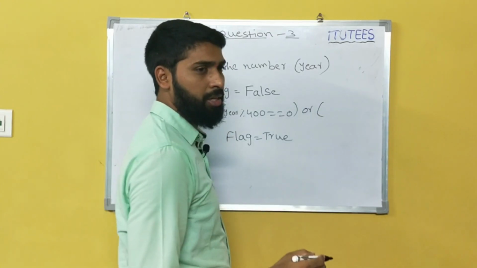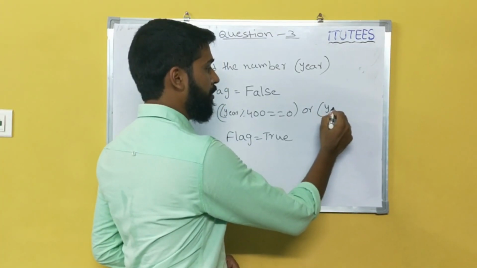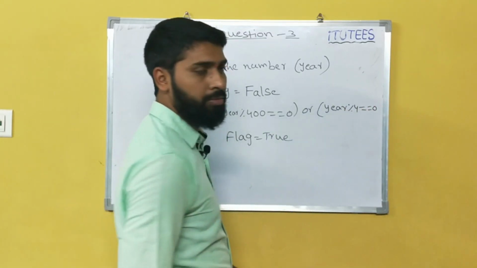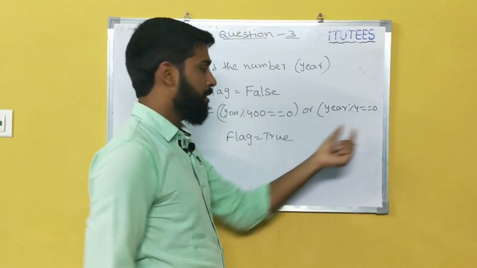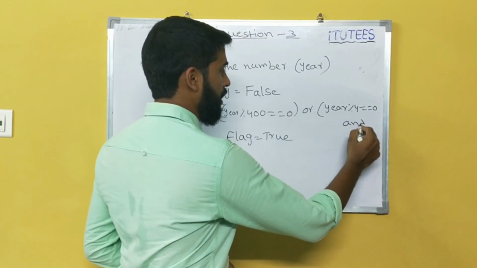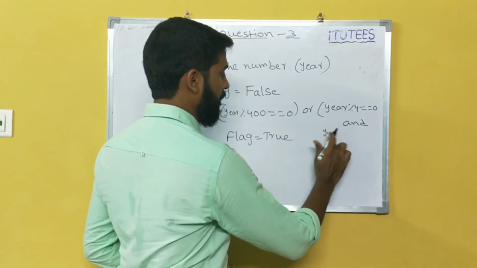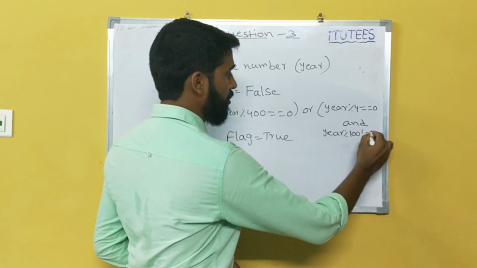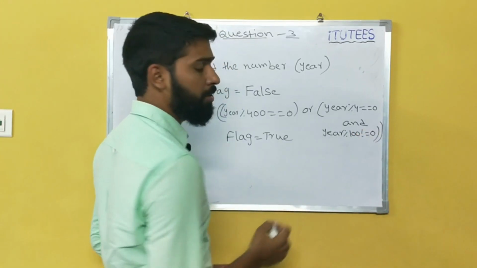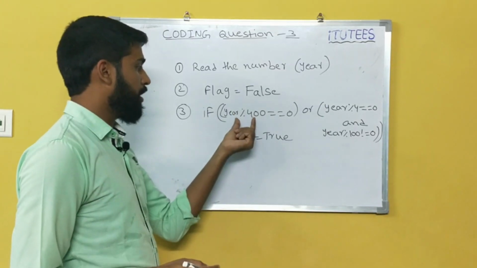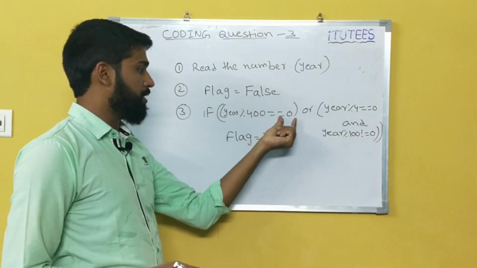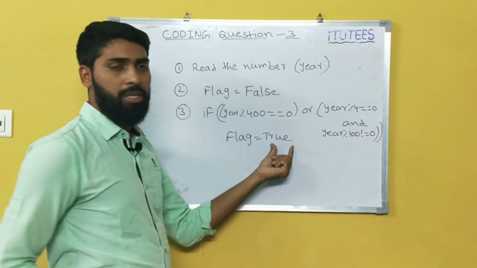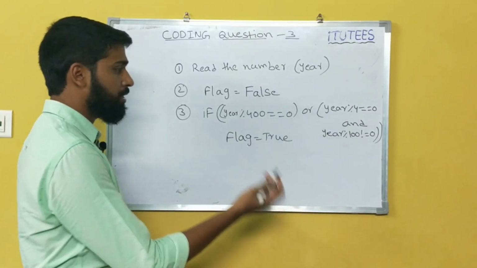What is the condition? Divisible by 4. Here, percentage 4 equals to 0. If it is divisible by 4, then you can check another condition, and here percentage 100 not equals to 0. So this is the condition we are going to check. So first, year percentage 400, if it returns 0, then automatically you can determine that the given year is leap year. That's it. This is the program.